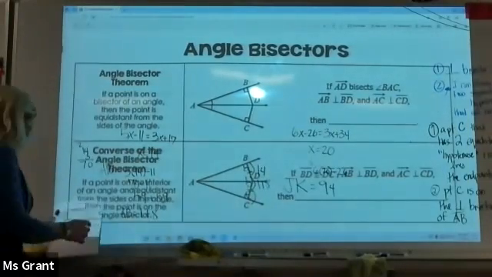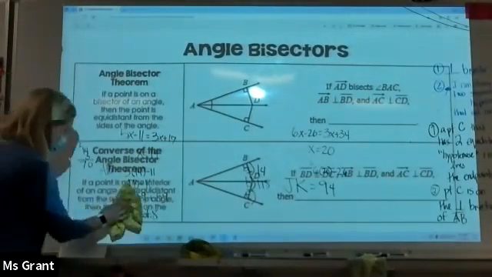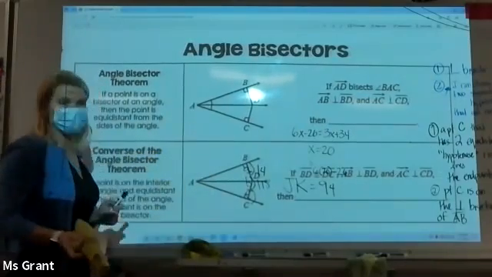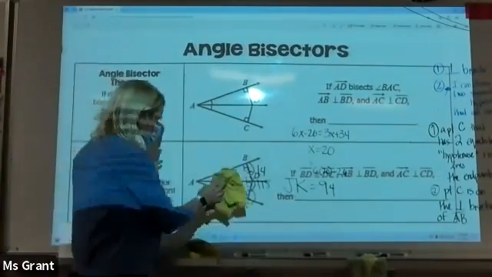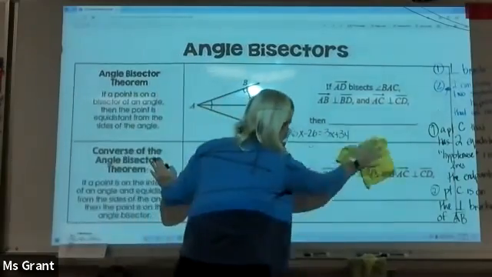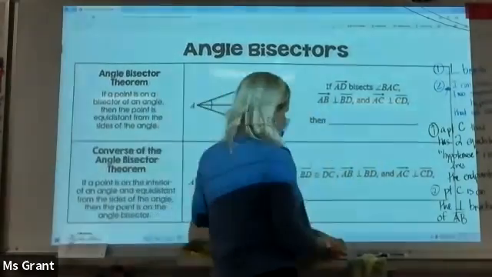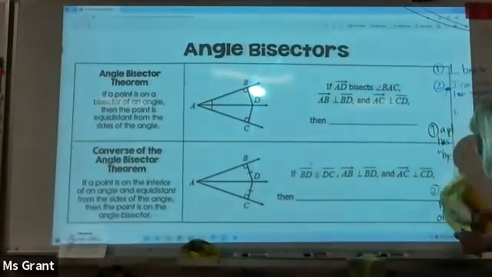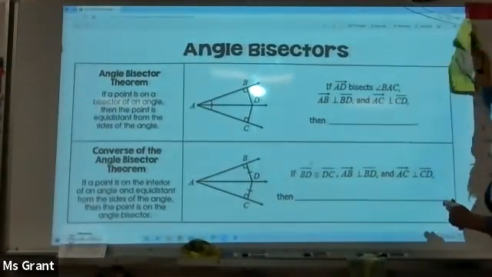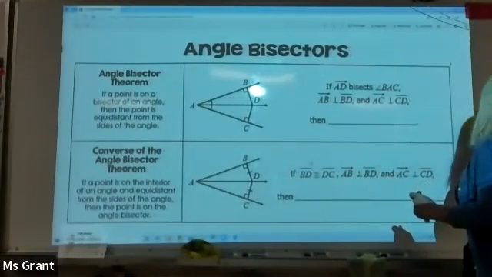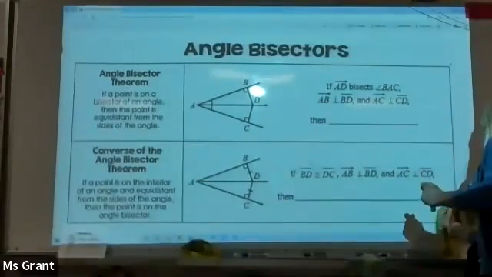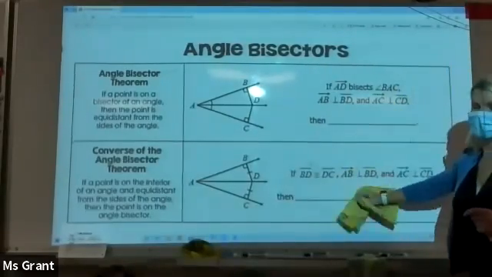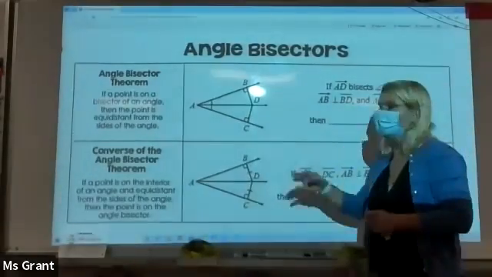I believe it was your period that asked me about a week ago-ish, what's the difference between definition of bisector and angle bisector theorem? And I checked it to make sure that I was going to say the right thing. And this is exactly what we found. Angles are created from a point.